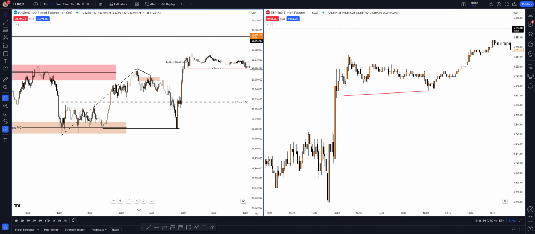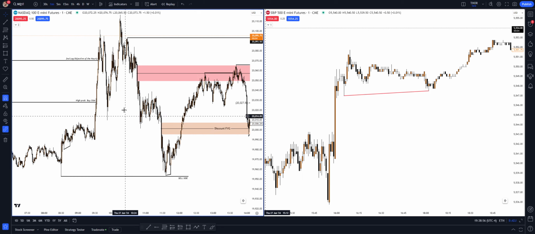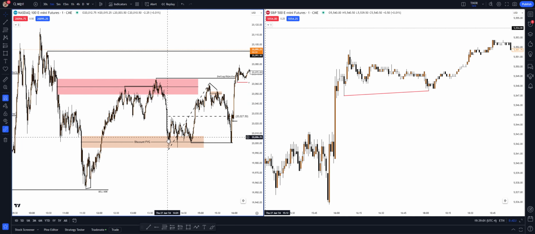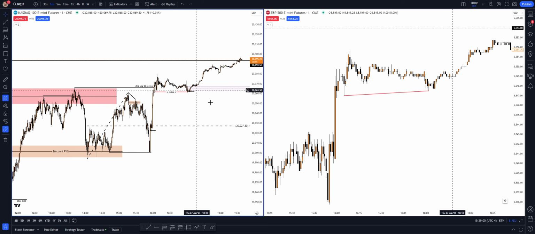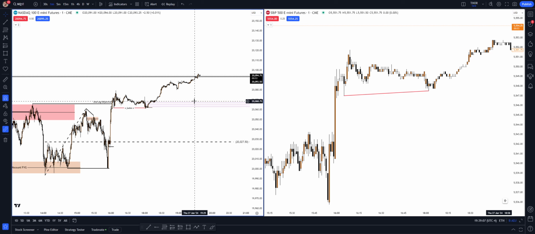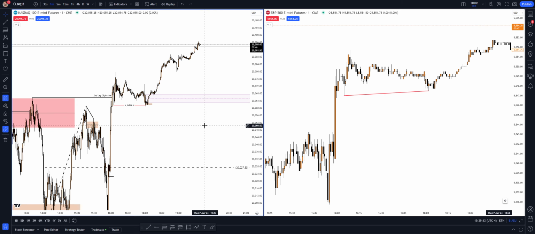And also, during New York session, it already manipulated. Look, I wouldn't call this manipulation, but this is a manipulation. It already did the damage. So during Asia or during overnight session, it doesn't have to do it again. Using the end dog to target the draw on liquidity is safe.